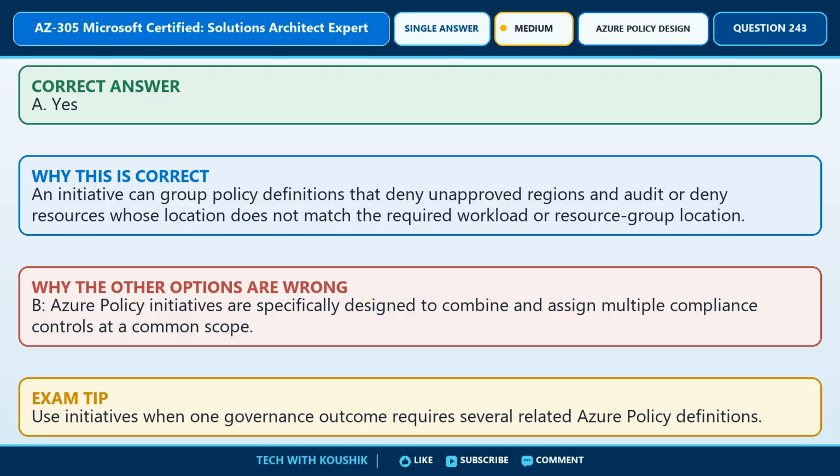The best answer is option A. Yes. This is correct because an initiative can group policy definitions that deny unapproved regions and audit or deny resources whose location does not match the required workload or resource group location. B. Azure policy initiatives are specifically designed to combine and assign multiple compliance controls at a common scope. Exam tip. Use initiatives when one governance outcome requires several related Azure policy definitions.